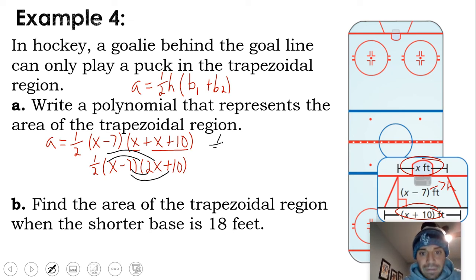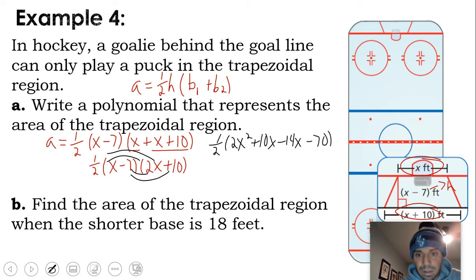So x times 2x is going to be 2x squared. X times 10 is going to be plus 10x. Negative 7 times 2x is going to be negative 14x. And negative 7 times 10 is going to be negative 70. We can combine right in here. So now we have 1/2 2x squared. 10x minus 14x is going to be minus 4x. And then minus 70 at the end.